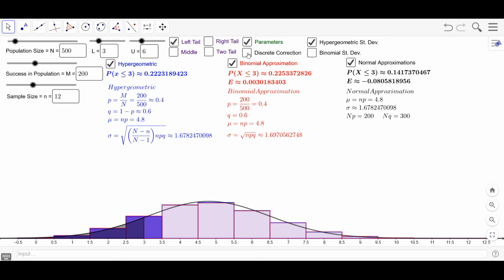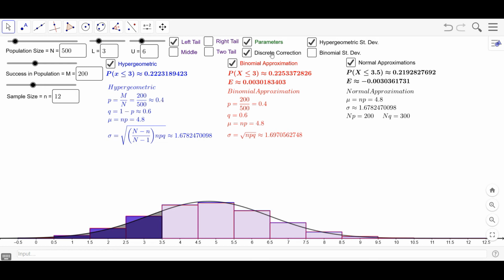Another thing that we can do is use what's called a discrete correction. A discrete correction is this. In the discrete case, like the hypergeometric and the binomial, the x values are only, in this case, whole numbers: 0, 1, 2, 3, 4, 5, 6, 7, 8, 9, 10, 11, or 12. That's it. Those are the only possibilities. So in this case, we're picking up whole bars at 0, 1, 2, and 3. There's really nothing between 3 and 4 to consider.